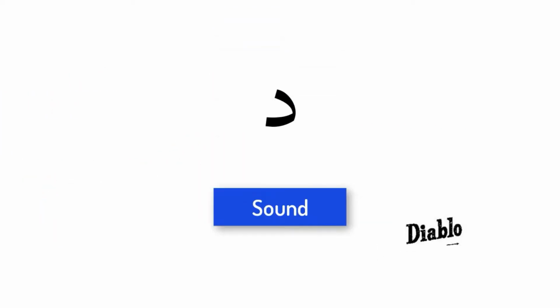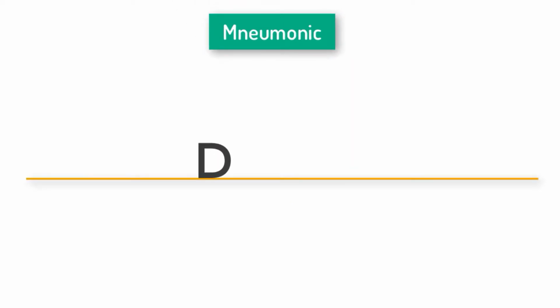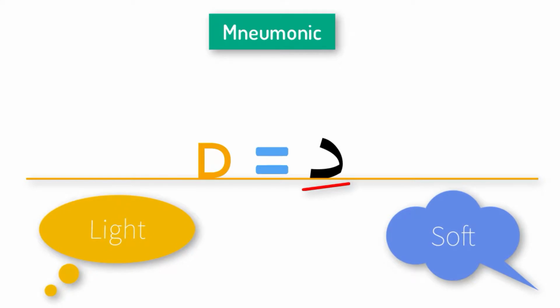It's not too difficult to remember this letter. Simply draw a line from the top edge to the bottom edge of the letter, and you have what looks like the letter D. The letter D, being the closest approximation to Dal, should remind you that the letter Dal produces a softer and lighter D sound.